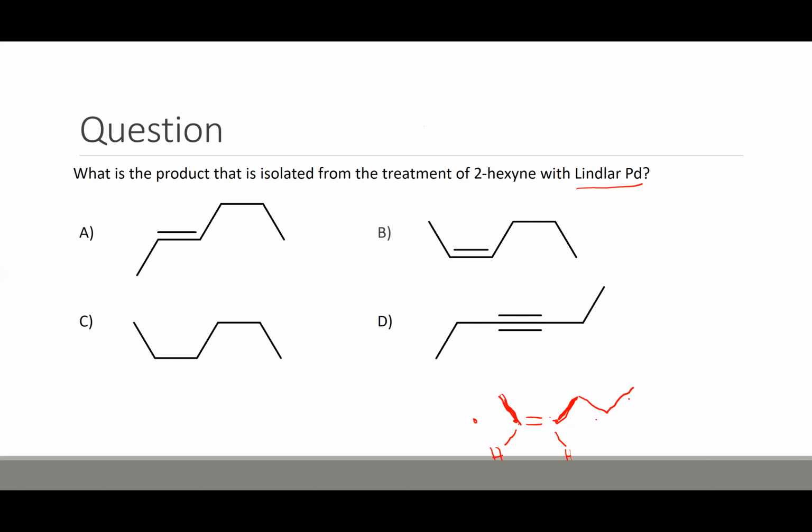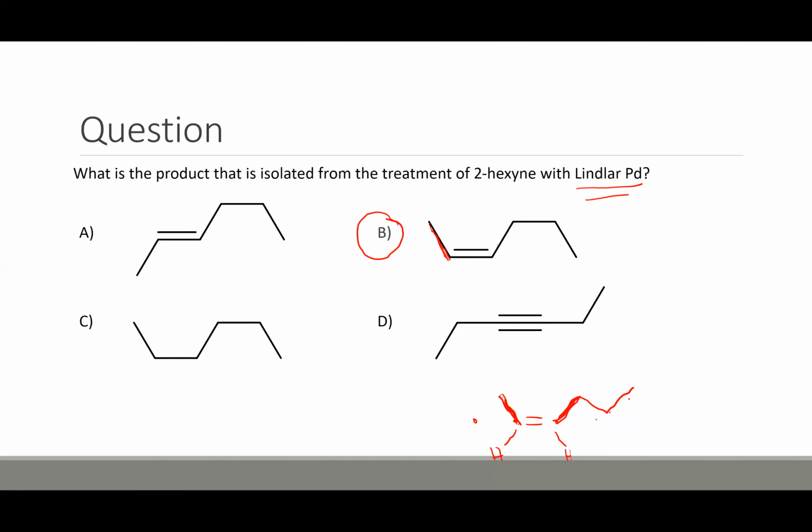So they should be in this same side, cis formation, when you form that double bond. So this is 1, 2, 3, 4, 5, 6, still a 6-membered chain, now with a double bond because we did a Lindlar hydrogenation, and it should be in the cis formation. So that would be answer B.